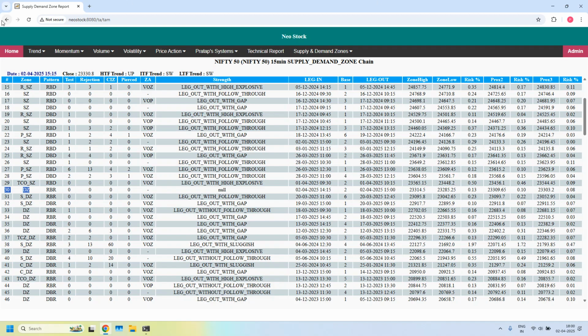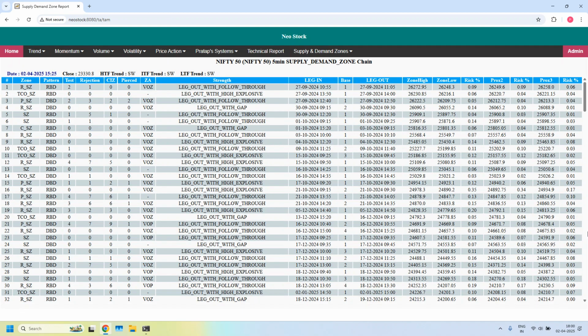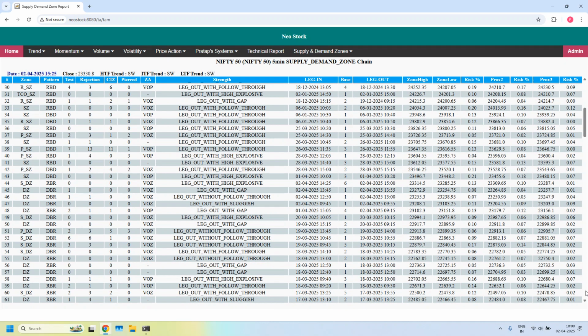Okay, next, I'm generating the 5 minutes supply demand zone chain for Nifty. Okay, this is the 5 minutes supply demand zone chain. All are supply zones. Let me scroll the list down so that we get demand zones also. Okay, serial number 44 is the nearest demand zone to the current closing price. Okay, this is about the Nifty supply demand zone chain.